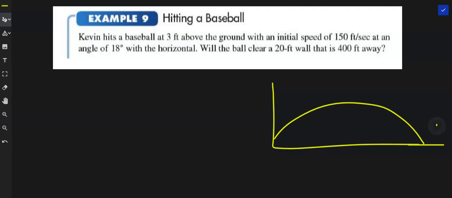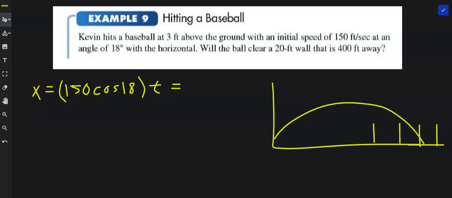But just like I talked about yesterday, is that 20-foot wall there? Is the 20-foot wall here? Is the 20-foot wall there? Is it over here? We have to figure that out. I'm going to suggest you start with your x equation, and then we'll move to the y equation. So we know that 150 was the original speed. The angle was 18 degrees. And we know the overall horizontal distance from start to finish for the wall is 400 feet.